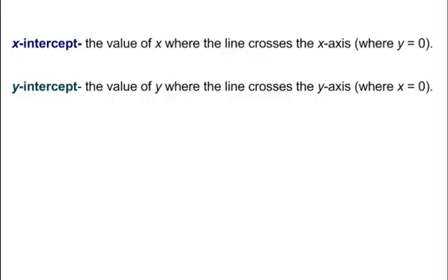And then the y-intercept, basically the same thing, but on the y-axis. The value of y where the line crosses the y-axis, where x equals 0.